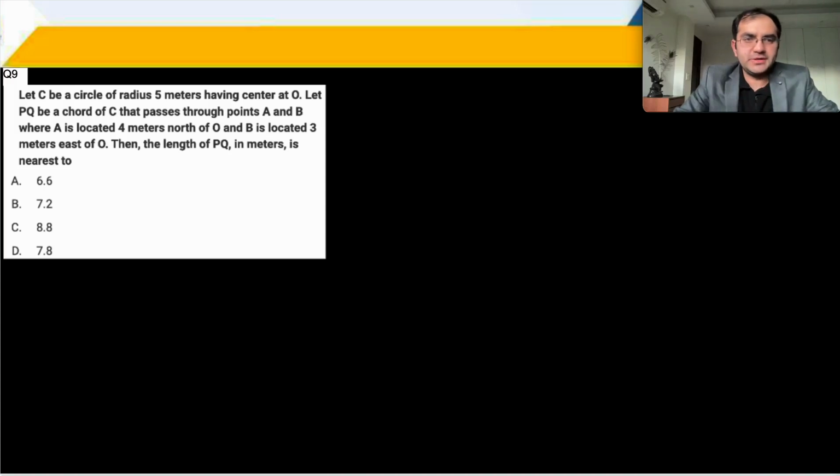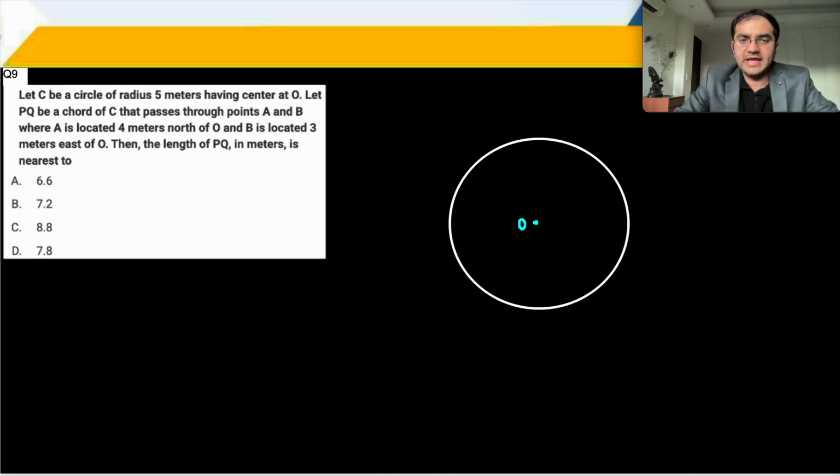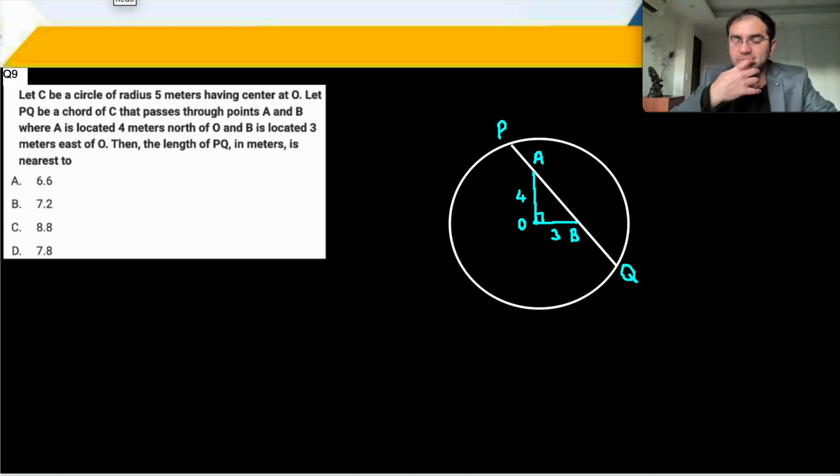Question on geometry. There is a circle of radius 5 meters. Center is at O. Let PQ be a chord passing through A and B. A is 4 meters north of O, so make north of O, that is A. B is 3 meters east of O, east of O, make B. And of course, there's a right angle. Connecting them, you get your chord PQ. Your chord PQ has come, and obviously you have a right angle in the middle, because it's going to be your north and east. Now find the length of PQ.